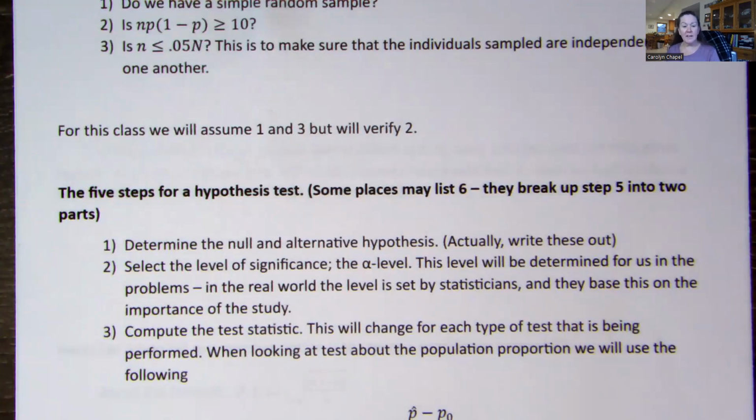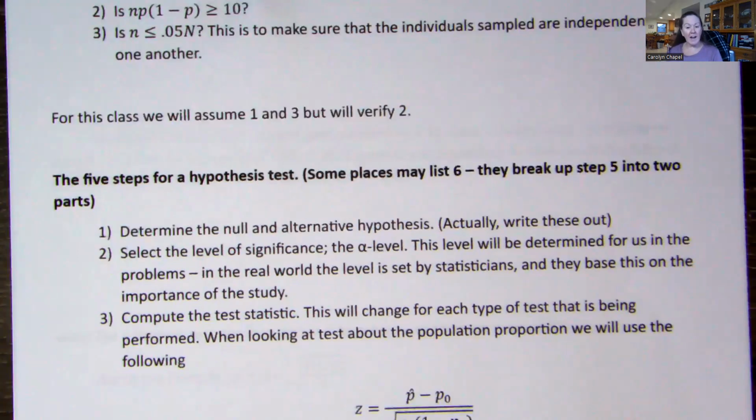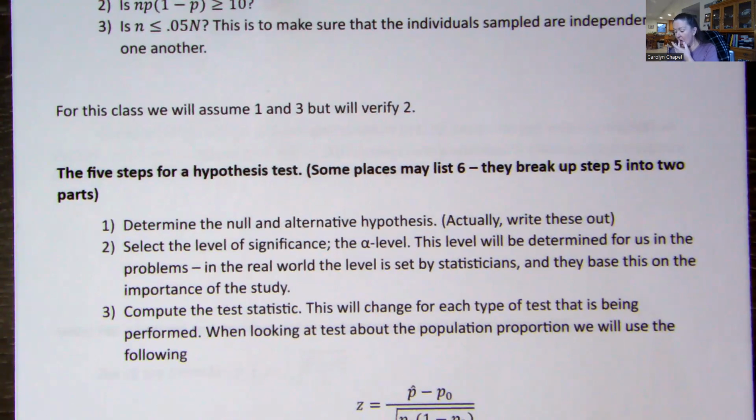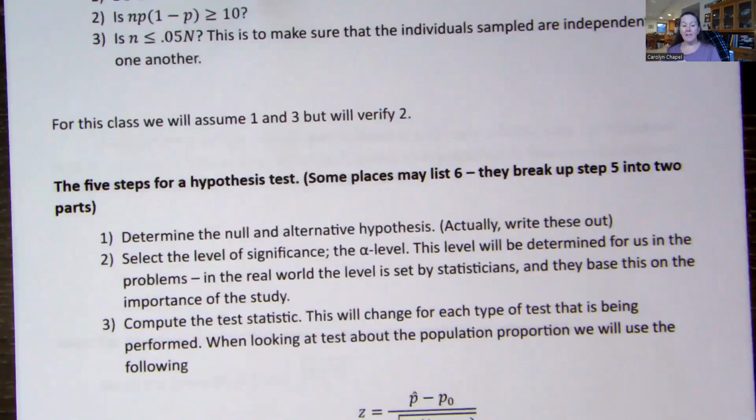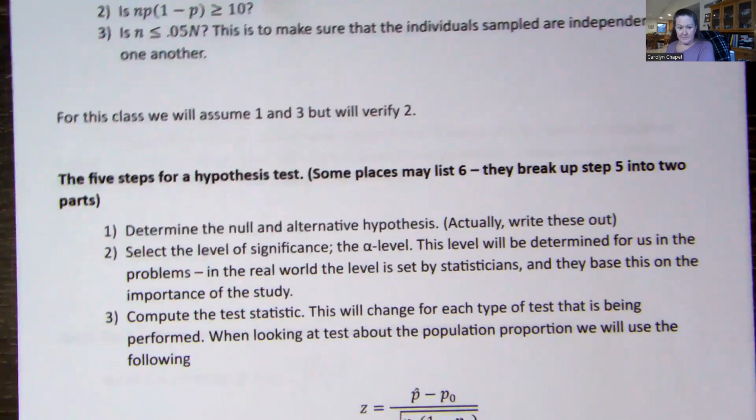The second step is to select the level of significance, the alpha level, remembering alpha is the probability of that type 1 error. We want that to be small. Now, this level for us will actually be determined in our problems. In the real world, that level is going to be set by statisticians. One of the most common alpha levels is 0.05, so 5%. And sometimes, if it's more of a life-threatening type of thing, they might make it even smaller because they don't want to make changes in the status quo unless there's going to be some significant benefits for doing so. And if it's a life or death situation, we really are cautious.